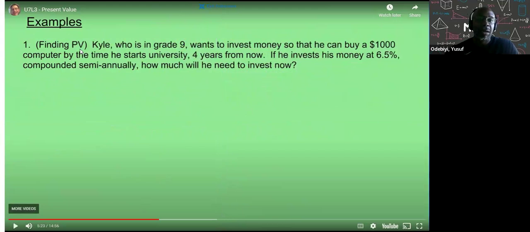Okay. So Kyle, who's in grade 9, wants to invest money so that he can buy a $1,000 computer by the time he starts university, which is 4 years later. So he's trying to invest money so he can buy something that costs $1,000 in the future. If he invests his money at 6.5% compounded semi-annually, how much money would he need to invest now? So if he can find something at the bank where the bank is going to give him 6.5%.